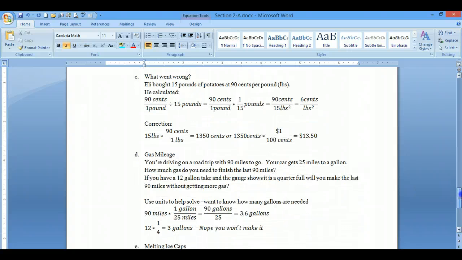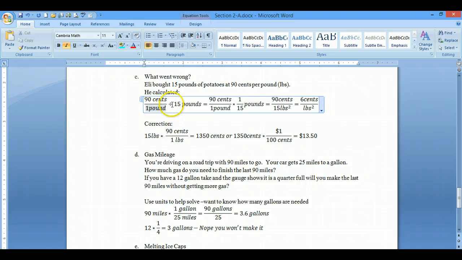What went wrong? I do this a lot when I'm grading. I have to look through and see. And so it's good for you to look through and see what might have gone wrong here so that when you correct your own before you turn it in, it'll be easier to see. Eli bought 15 pounds of potatoes at 90 cents per pound. He decides to calculate 60 cents per pound divided by 15 pounds. He did get 90 cents per pound correct because per means divide and 90 cents per pound. Divided by 15 pounds.